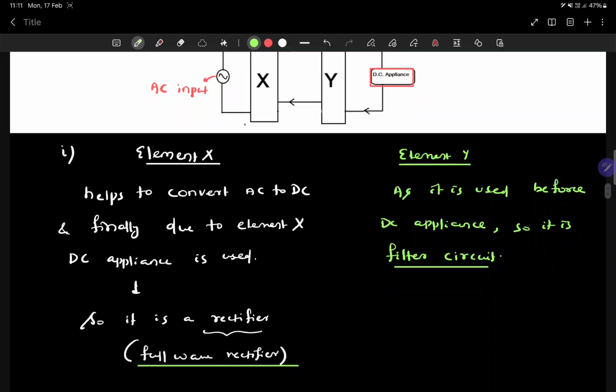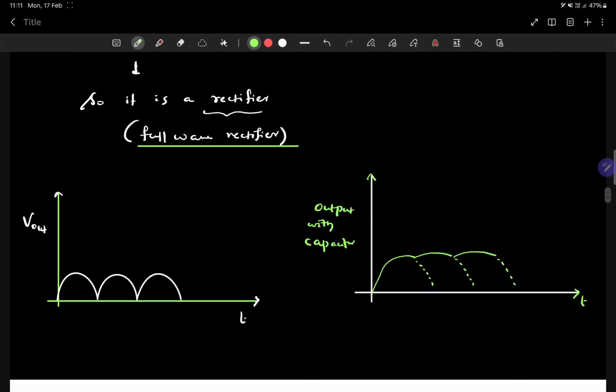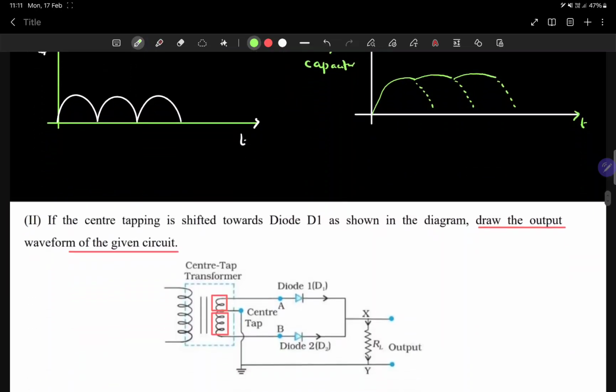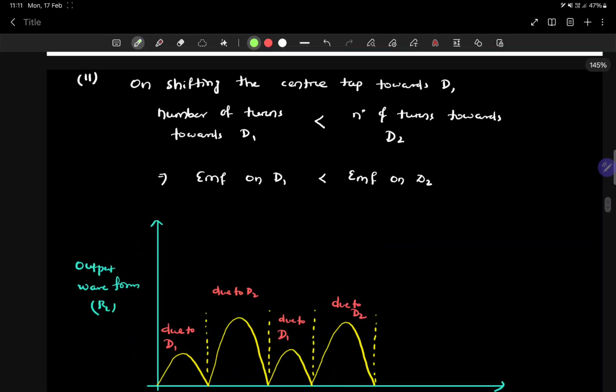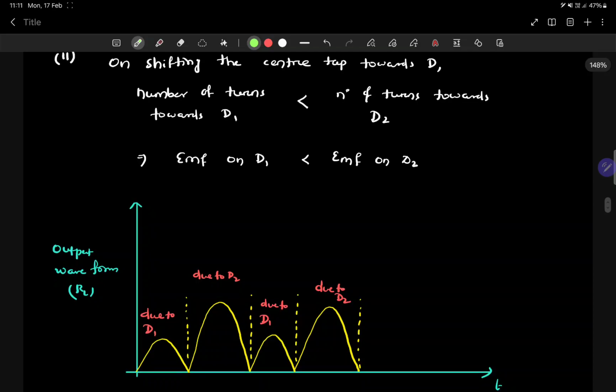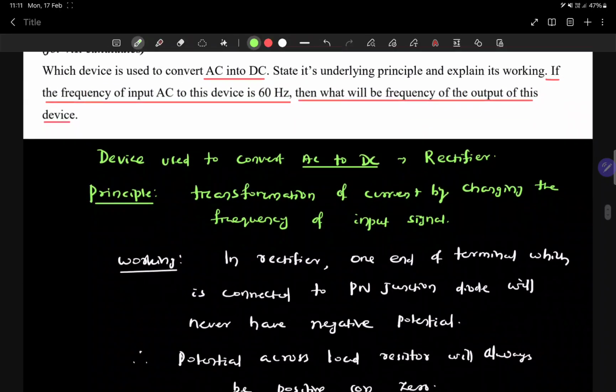Now you can take the screenshot. This is your element X and Y, and this is the waveform. This is the second part, and what will happen to the diagram, with reason, I have already explained. Okay, next is the question related to the VI candidate.